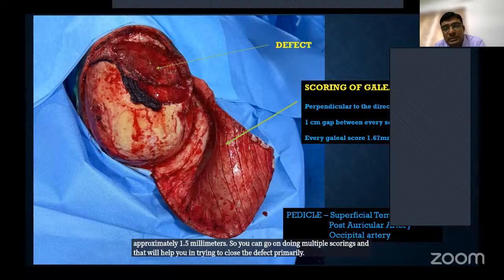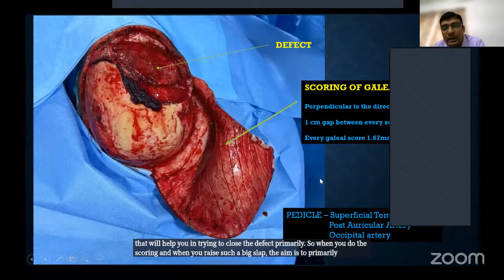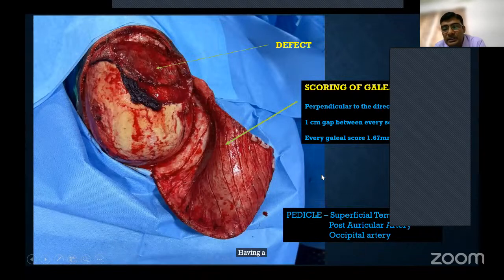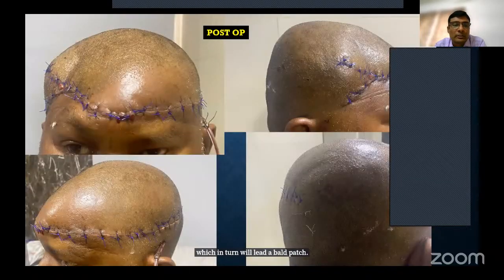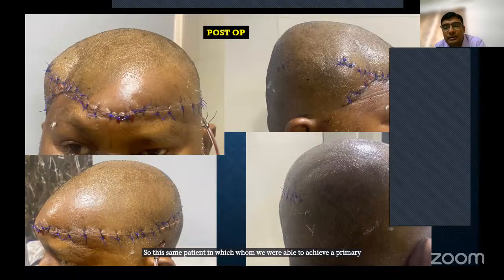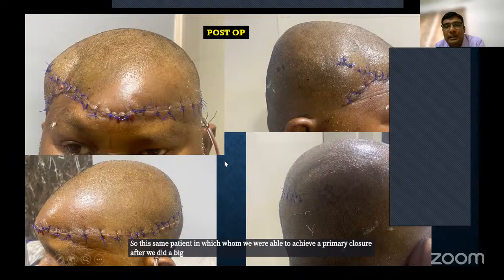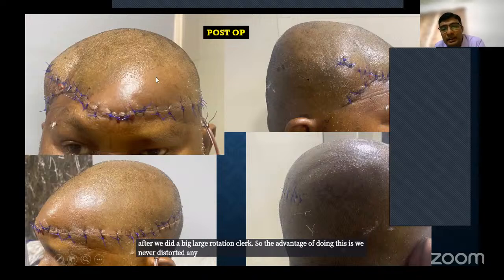So when you do the scoring and when you raise such a big flap, the aim is to primarily close without having a secondary defect which needs a skin graft, which in turn will lead to a bald patch. So in the same patient, we were able to achieve a primary closure after we did a large rotation flap. The advantage of doing this is we never distorted the direction of the hair, nor was the hairline much distorted.